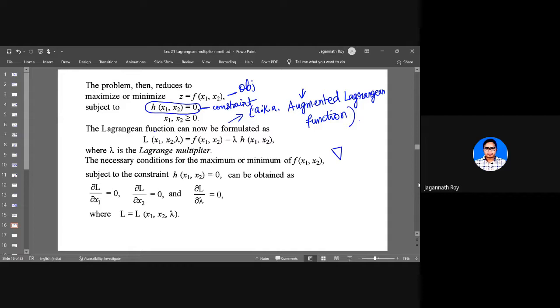We are taking this constraint to the objective function by multiplying it with the multiplier lambda, and now this problem has become an unconstrained optimization problem.